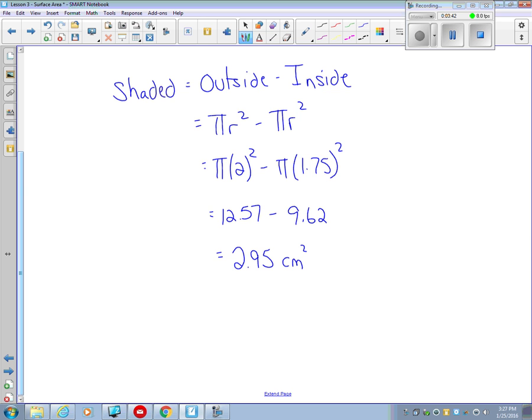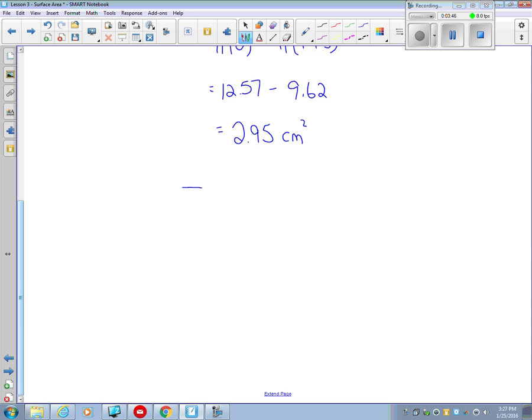Now remember, that's one end of the hose. So if I want to know the total amount of glue, we need both ends, so 2 times 2.95 will give us a total of 5.9 centimeters squared. The trick to notice here is that even when you're dealing with three-dimensional shapes, sometimes it's a two-dimensional idea. And that will take you to the end of surface area.